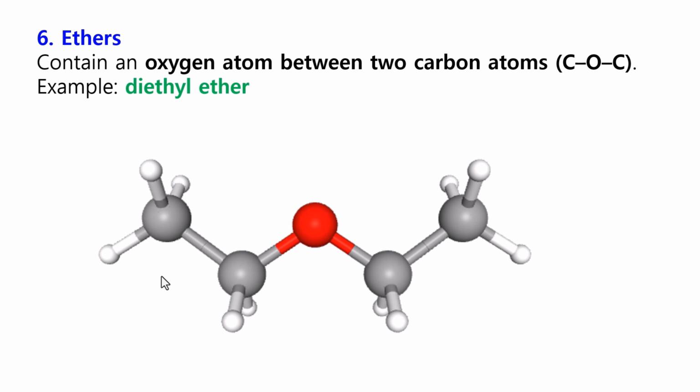And the sixth one is ethers. They contain an oxygen atom between two carbon atoms. That means there is one carbon here, in the center there is oxygen, and one more carbon on the other side. This is an example of an ether molecule. This is diethyl ether. Diethyl means this is CH2 CH3. This ethyl group is connected with this O. So that means diethyl ether.